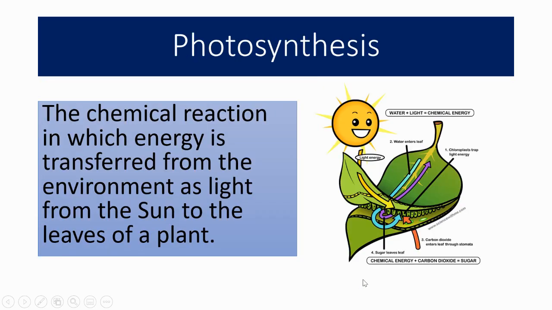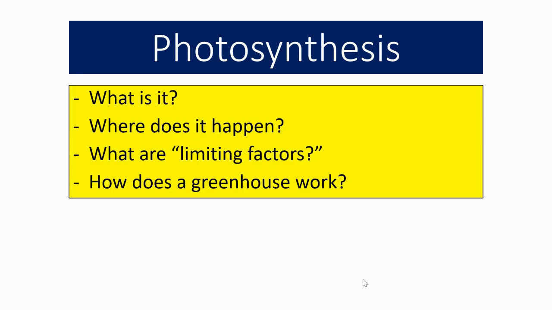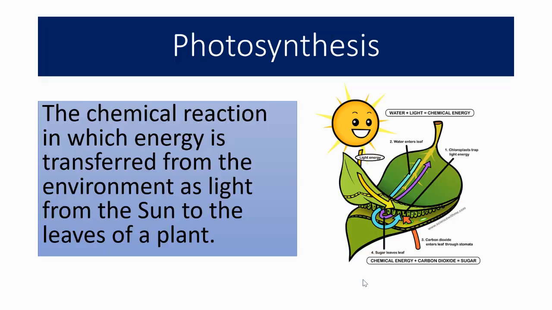Today we're going to be looking at photosynthesis. So the questions that we need to answer are: what is it? Where does it happen? And what are the limiting factors? And then also, how does a greenhouse work? So you will need pen and paper for this lesson, and there will be some questions at the end that you're going to answer by yourself independently.